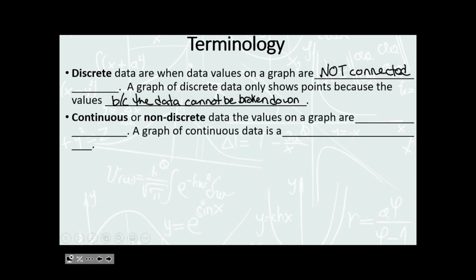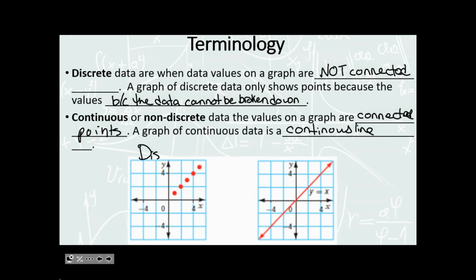The opposite of discrete data is continuous data. Continuous, or what we may call non-discrete, data values on a graph are connected points. A graph of continuous data is often what we just call a continuous line. So if we look at these, this here is discrete data. There are these individual data points, and they are not connected by a line. While with this one here, we could technically draw the same data points, but they're all connected by a line. The reason for that is whatever data this is representing can be broken into smaller and smaller chunks. So there's technically something happening here and here, while with discrete data, it's only occurring at these exact points.